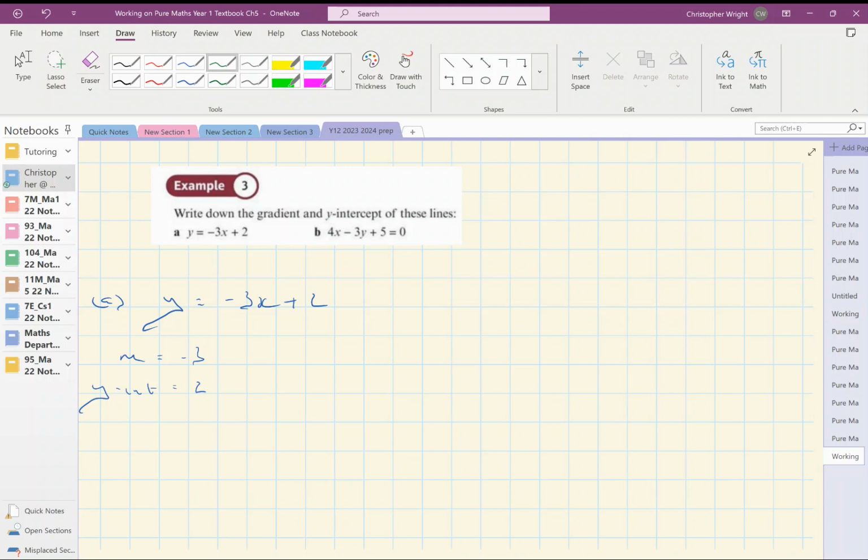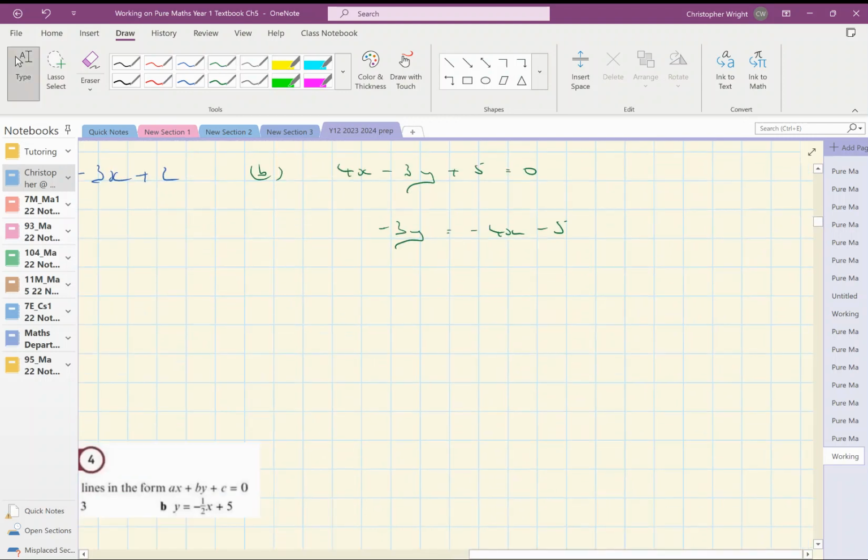Let's have a look at part B, and let's take this equation and write it in the form y equals mx plus c. So I've got minus 3y. If I subtract 4x and subtract 5 from both sides, I have that. Let's change the sign on both sides, so I'm going to multiply both sides by minus 1. That gives me that. Divide both sides by 3.